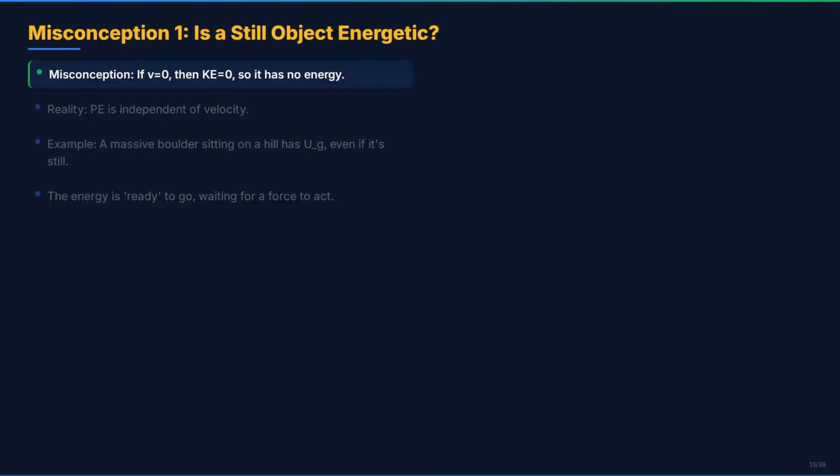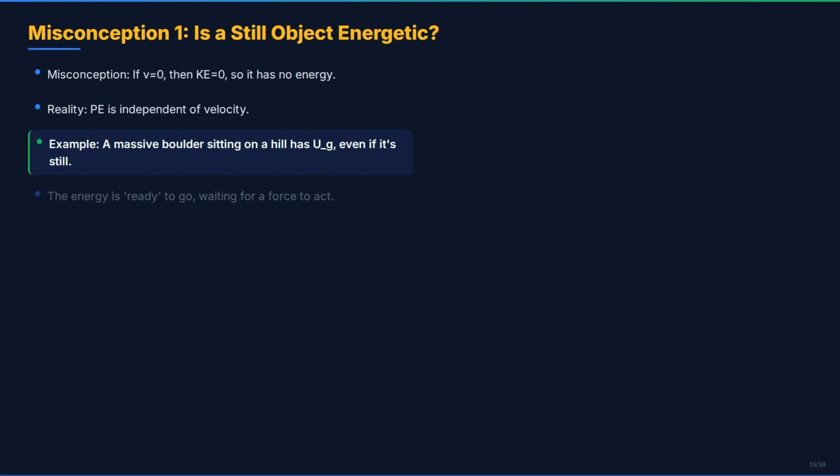This is a common trap. Just because we can't measure motion, K_e equals 0, it doesn't mean there's no energy. We must consider its position. A book resting on a shelf has gravitational potential energy. If the shelf were magically removed, that stored energy would be released.